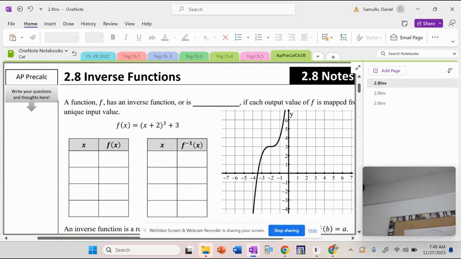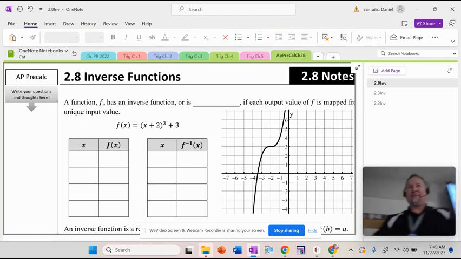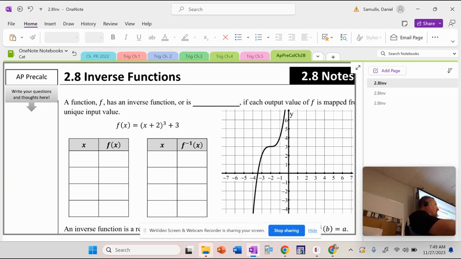When I say inverse, you say switch. Switch. Oh my gosh, this is going terribly. Switch X and Y. You don't remember that? When I say inverse, you say switch X and Y.